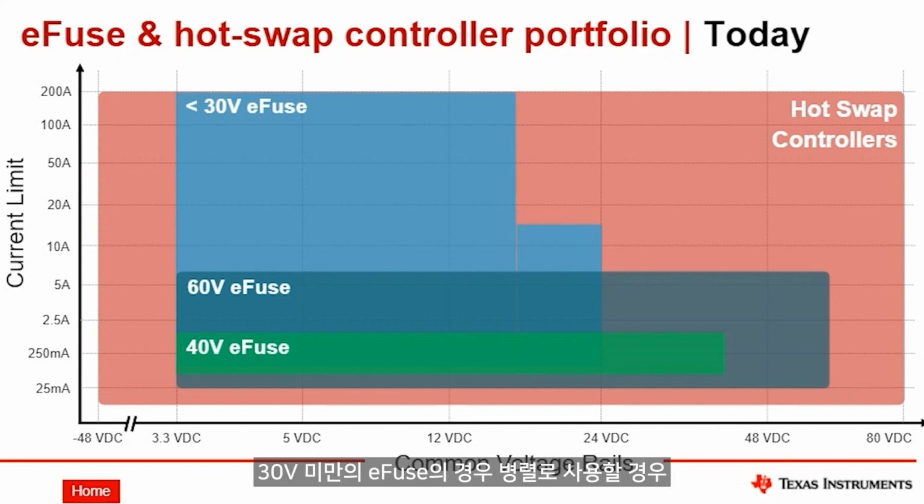In terms of less than 30 volt eFuses, we have a pretty wide variety of devices that can operate up to 200 amps when used in parallel. And then out of the 60 volt family, we have versions that can do up to 6 amps today. Something else that we're working on is our 40 volt eFuse, and today we'll be talking about the TPS1641, which comes from our 40 volt eFuse family.